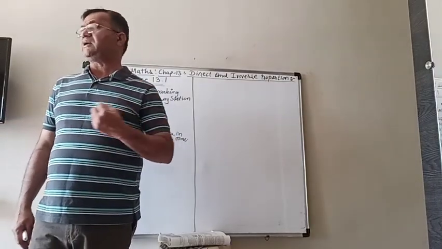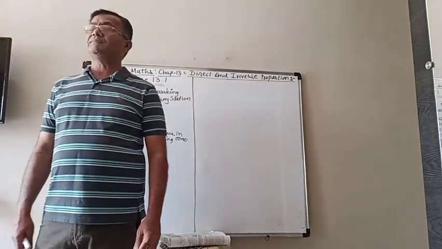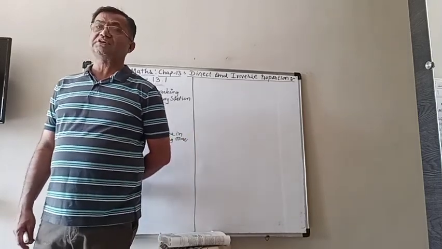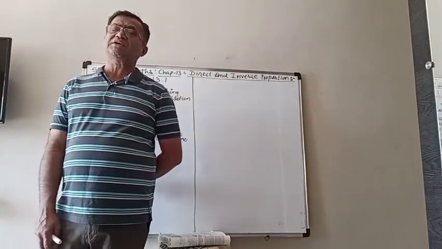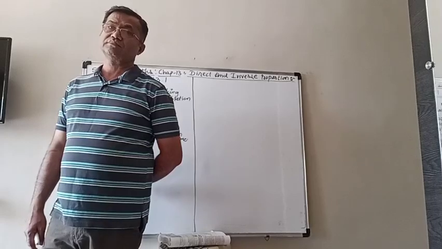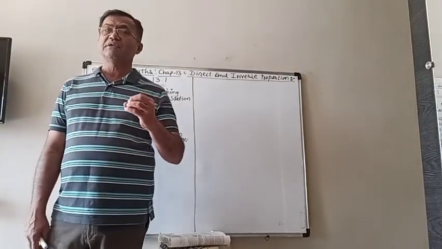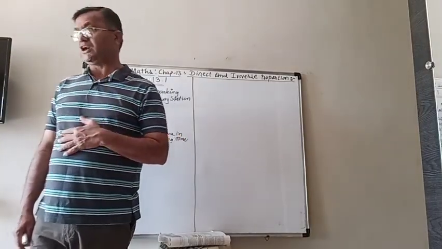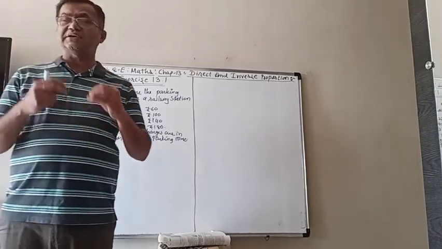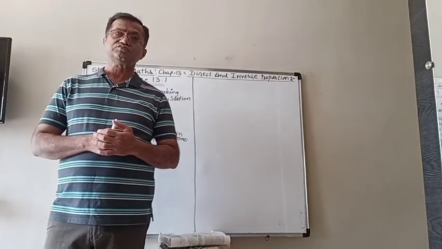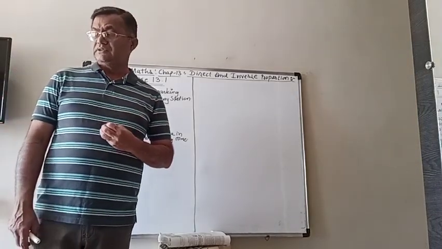Now, in direct proportion, we saw that the ratio of the both quantities is always constant. So when the ratio of the both quantities that we are comparing is equal, then they are in direct proportion to each other. And if the ratios are different, they are not in direct proportion. We saw some examples also. So let us start the exercise today.